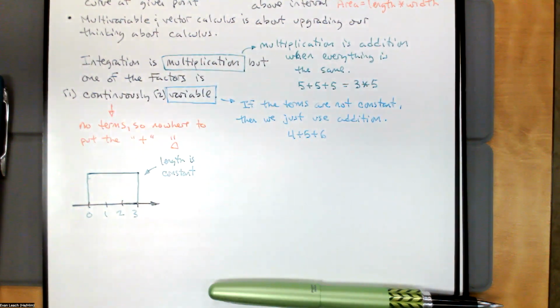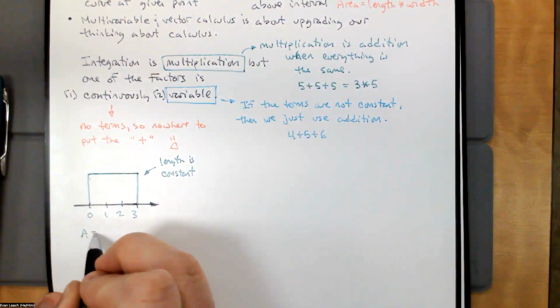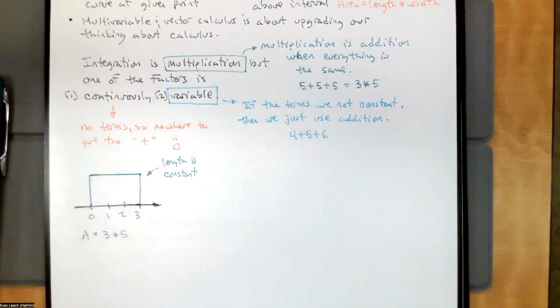Here, we get to use multiplication because the length is constant. Area is just 3 times 5. Multiplication is addition when everything is the same. I can find the area, the only application of multiplication we need. We get to use multiplication.